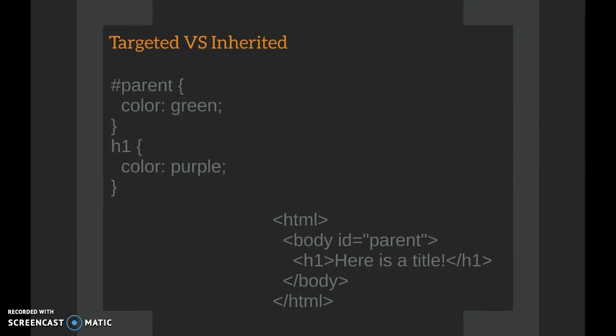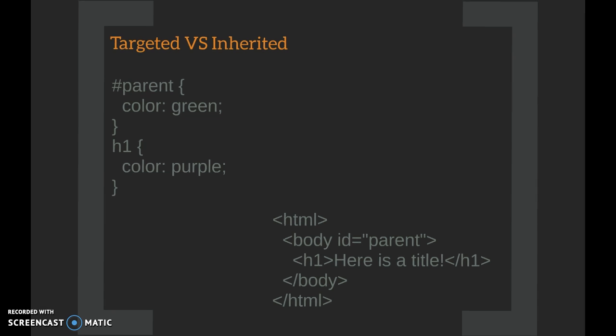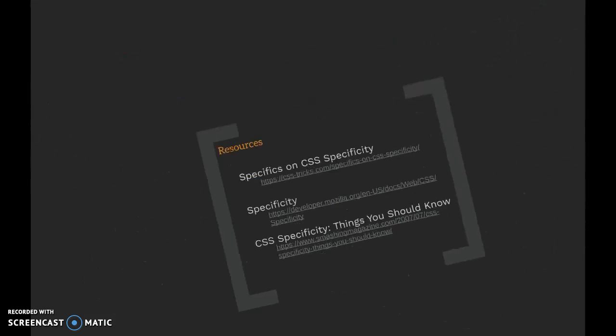Styles for a directly targeted element will always take precedence over inherited styles, regardless of the specificity of the inherited rule. This CSS, for example, applied to this HTML on the right, will apply purple to H1, an element, even though the green rule is targeting an ID with a higher specificity, because it's targeting the H1 directly.